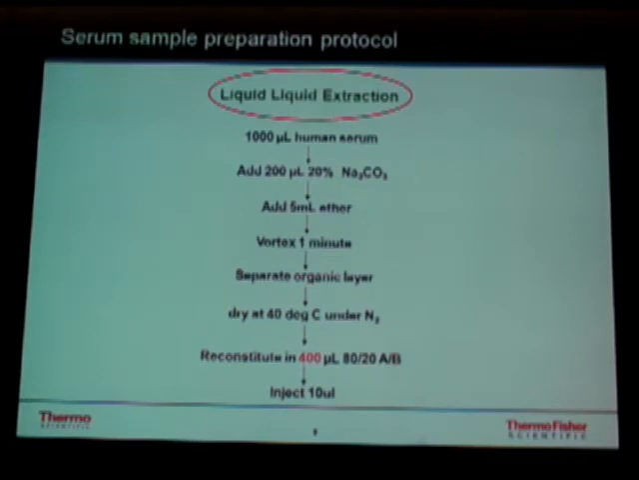How was the sample prepared? The sample preparation procedure was told to us by this lab, that we should follow their current methodology, which was basically liquid-liquid extraction. Take 1 ml of human serum, add 200 microliters of sodium bicarbonate, ether, vortex, separate the organic layer, dry, reconstitute, and inject. So nothing fancy, very simple.